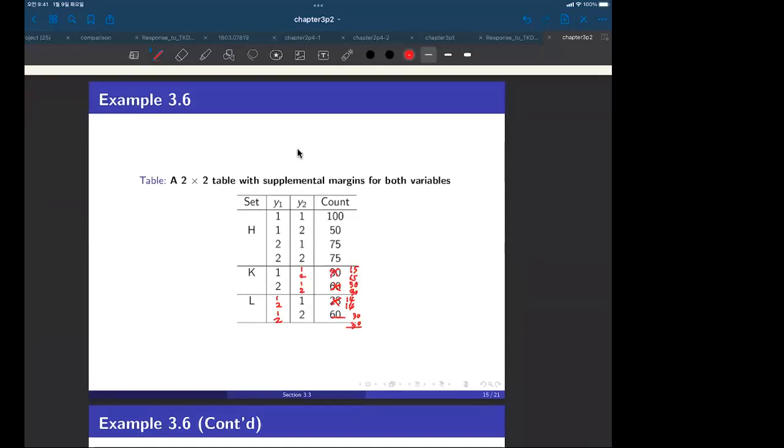So then once you have that, you have everything. You don't have any missing. So from this initial imputation, whatever initial data, you can compute the probability, right? Just the sample proportion of Y1 equal to 1, Y1 equal to 2, something like that. So you can compute it.